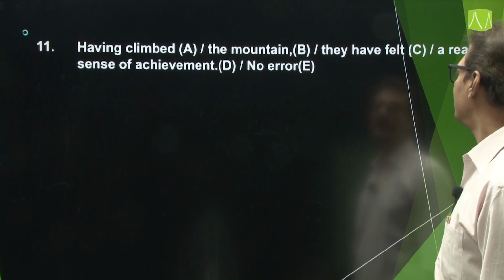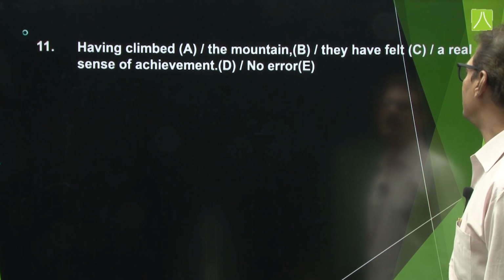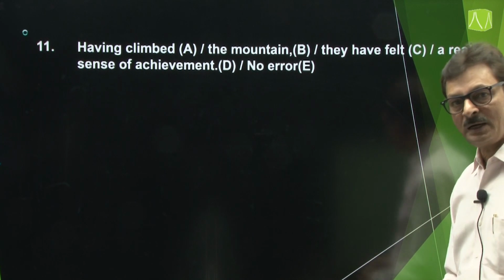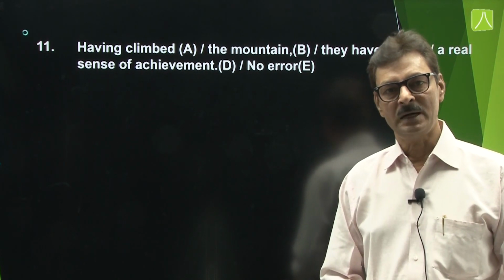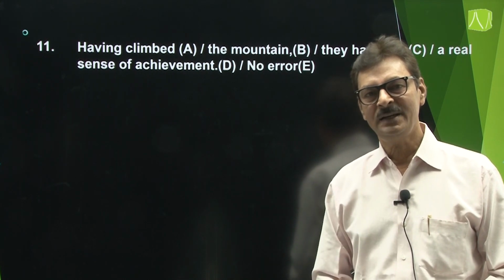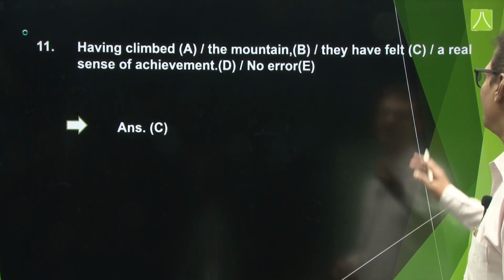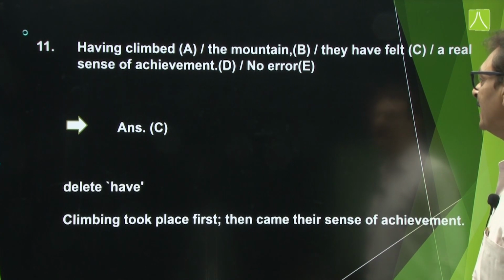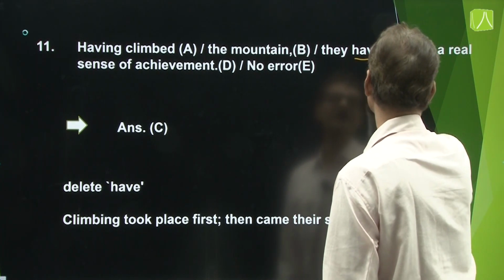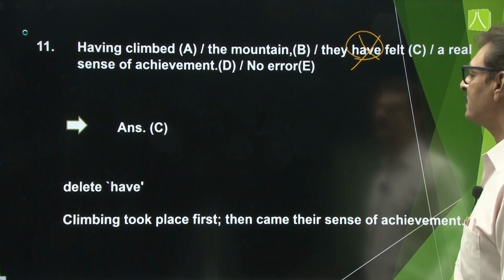Having climbed the mountain, they have felt a real sense of achievement. Where is the error? Whether it is in part A, part B, part C or part D. If no error, then your answer should be E. कहाँ पर है error? The error is in part C. Now what is in part C? Delete have. Having climbed the mountain, they felt. This word have should not be over here. Having climbed the mountain, they felt a real sense of achievement.